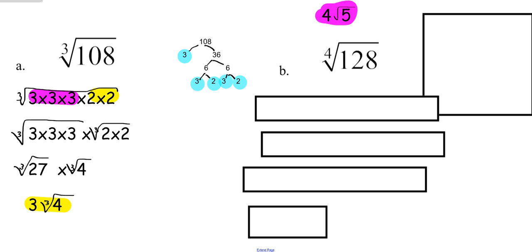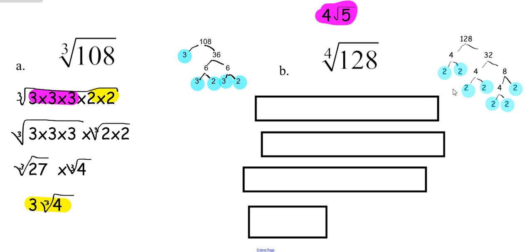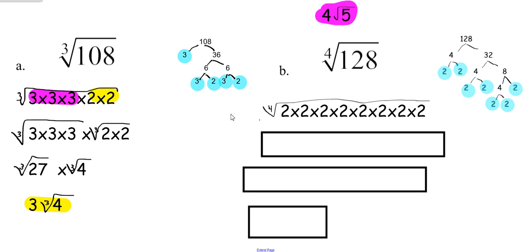Now, when we're dealing with the fourth root, we're going to make groups of 4. So once again, we have to put it into our prime factors, 2 times 2 times 2 times 2 times 2 times 2 times 2, all underneath the fourth root sign. Make groups of 4, one group of 4, another group of 4. I have an extra 2 here for some reason, so we're going to cross out that extra 2 because we don't actually need it. I should only have 7.